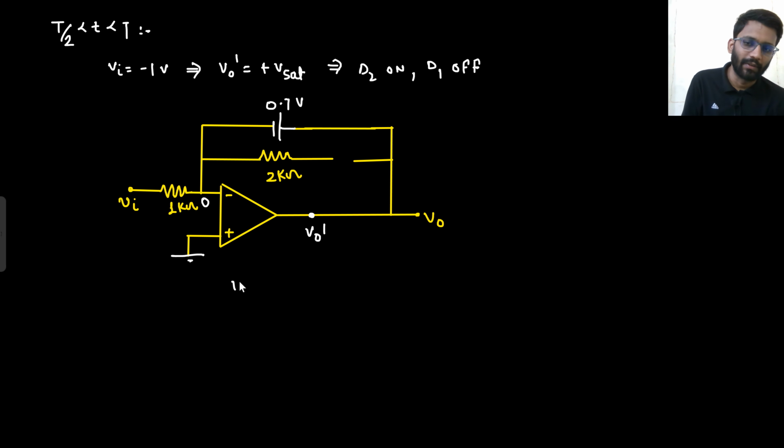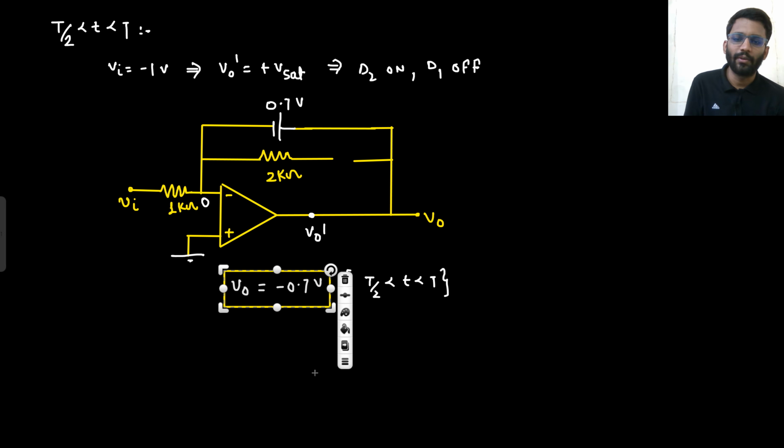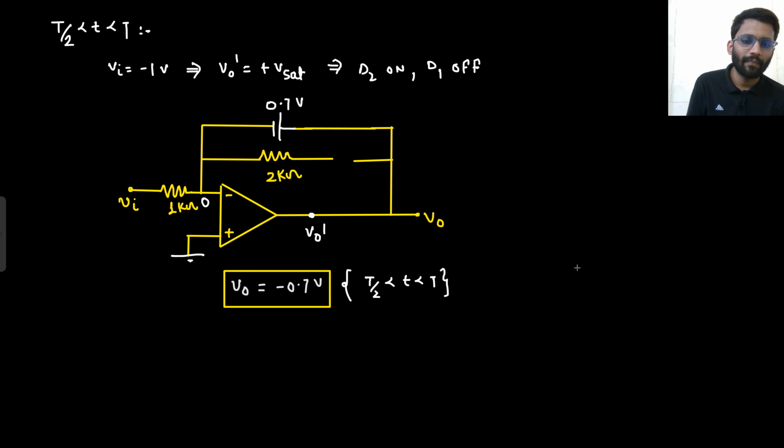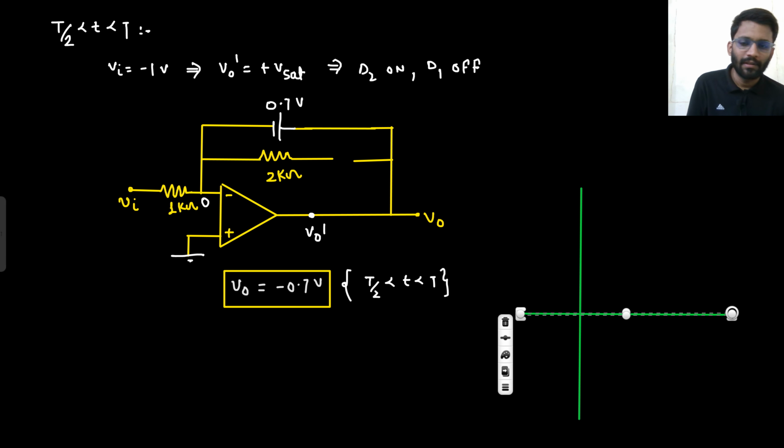So what will be the V naught value? V naught value will be minus 0.7 volt. This is for T by 2 to T, which is minus 0.7 volt. So how will you draw the graph of V naught?